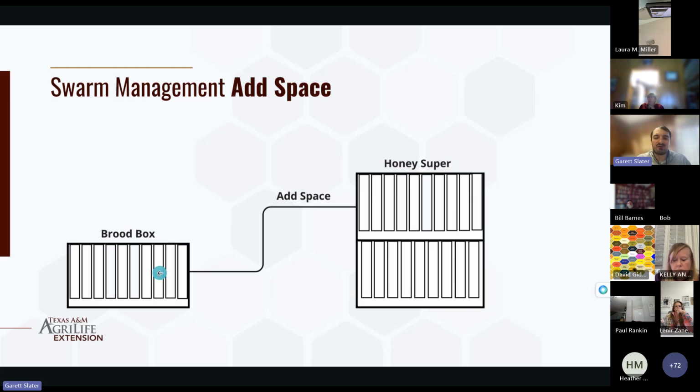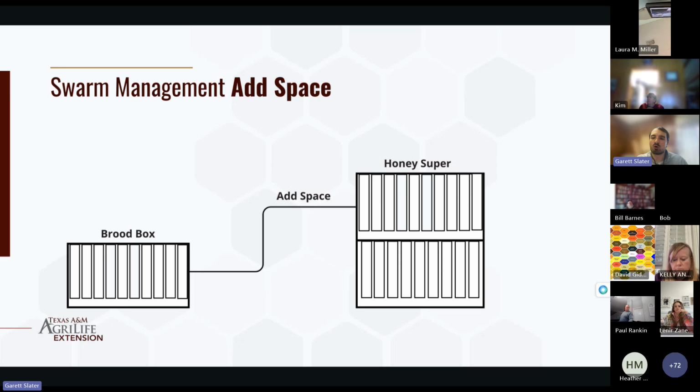So if you're at 70%, or 7 out of 10 frames are full of bees, that's a good time to add space, because if you have more space in your colonies, your queen has more space to lay eggs. Your colony has more space to put in sugar or pollen, and that really eliminates or mitigates swarming. So really the best way is to add a super.